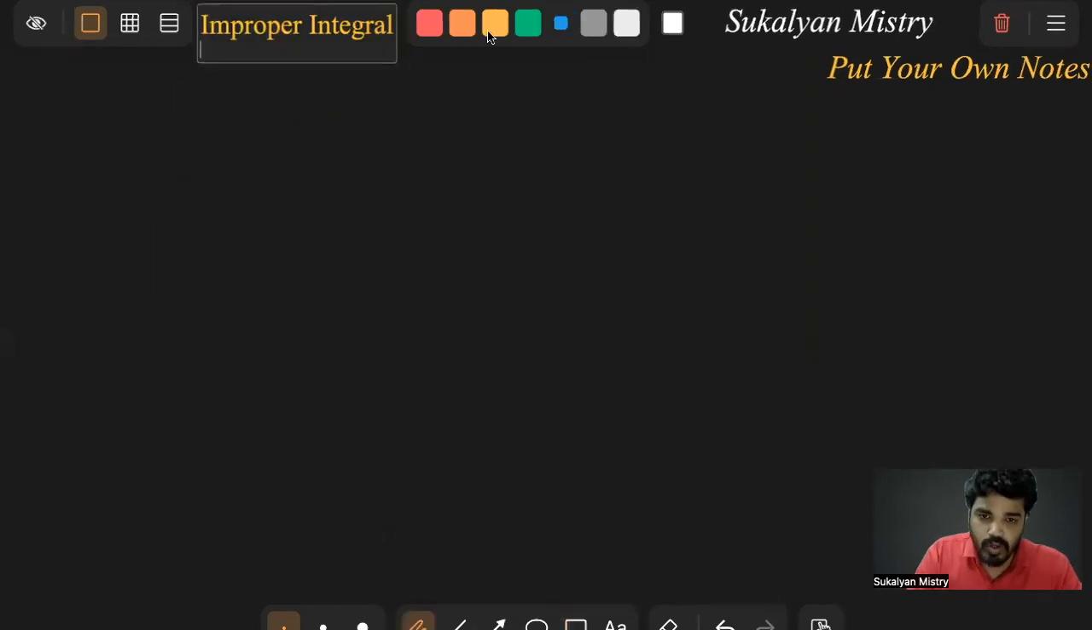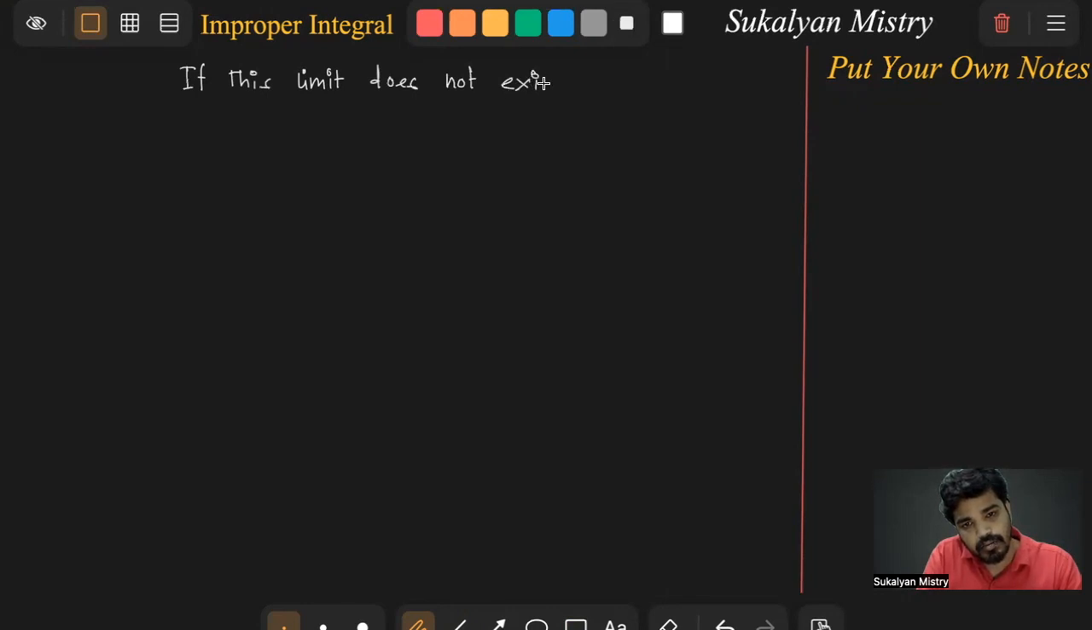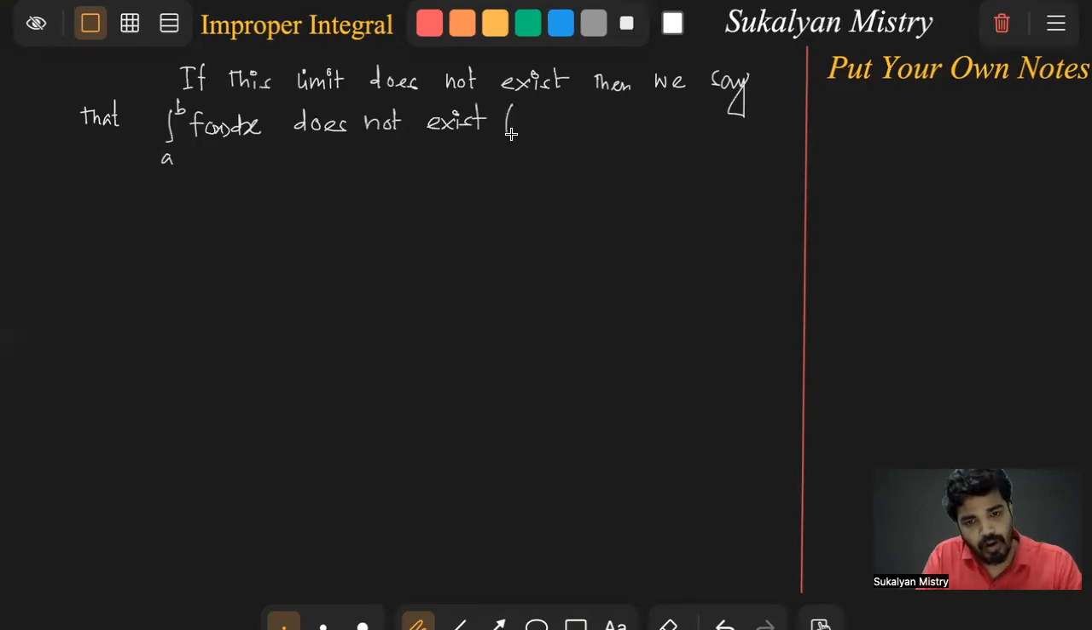And if the limit does not exist, then the improper integral is divergent. Okay, so note down this: if this limit does not exist, then we say that integration a to b f(x) dx does not exist, or does not converge.